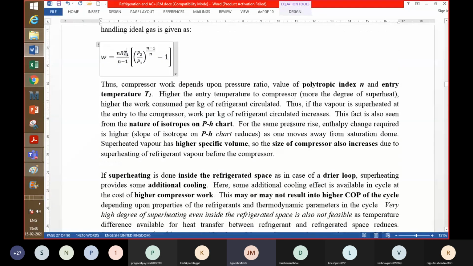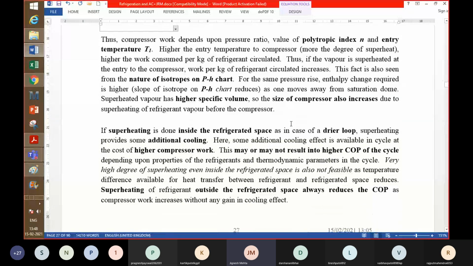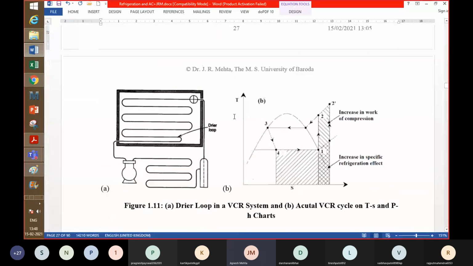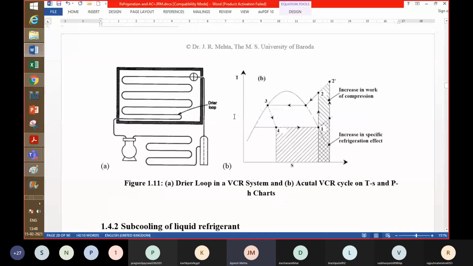Now, when you are going for superheating, are you increasing the cooling effect? Okay, the question is, when you are going for superheating, are you increasing the cooling effect? Let's try and understand that with the help of this diagram and chart.